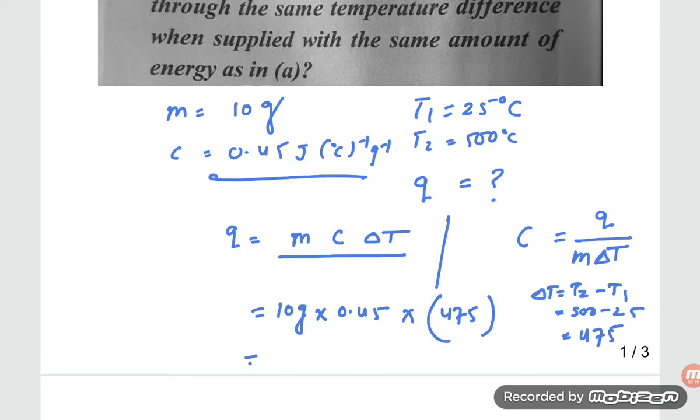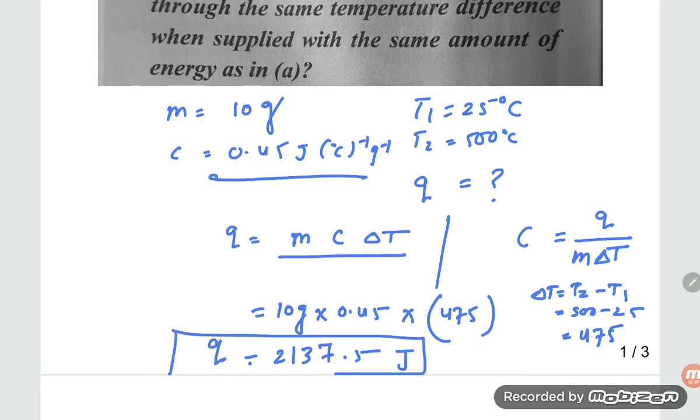So if you multiply, student, 10 gram multiplied by 0.45 multiplied by 475, how much is it coming? It is 2137.5, and that is Q, the heat. The unit of the heat energy will be joule. So this is Q, the heat required, 2137.5.